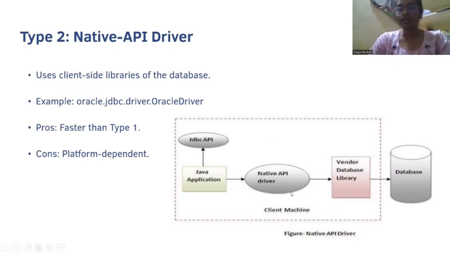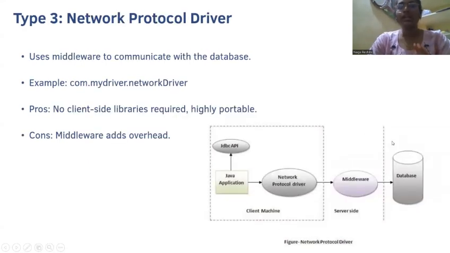Here is the figure of the native API driver. Here's a JDBC API, and here's the database. And between we have the native API driver. It uses the client-side libraries. This is the Type 2 driver, that is native API driver. And the Type 3 is network protocol driver. In this video, we are going to see how to connect using the Type 3 driver.